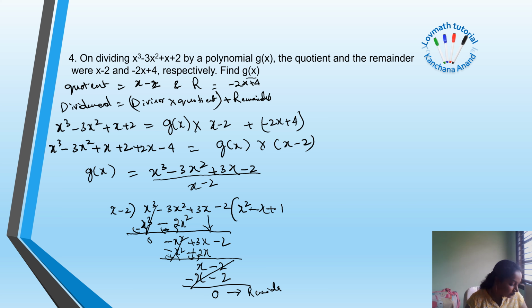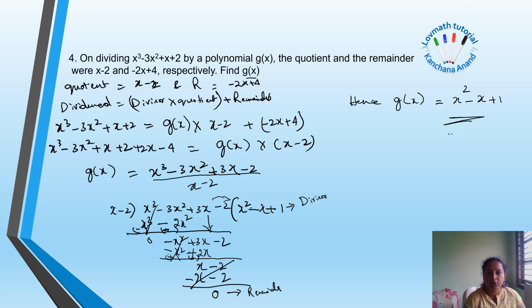So here this is the divisor for the polynomial. Hence, g of x is x square minus x plus 1, which is the divisor, that is g of x.